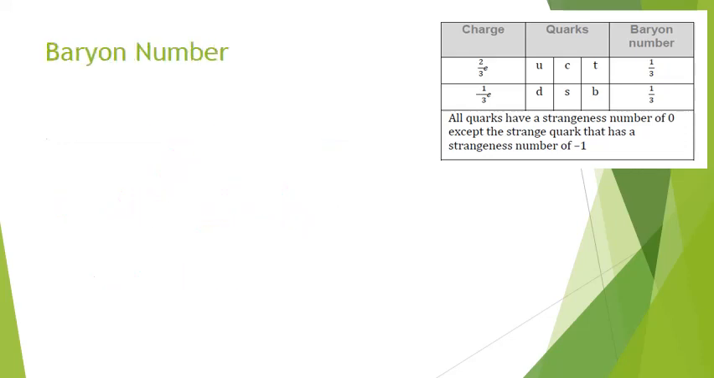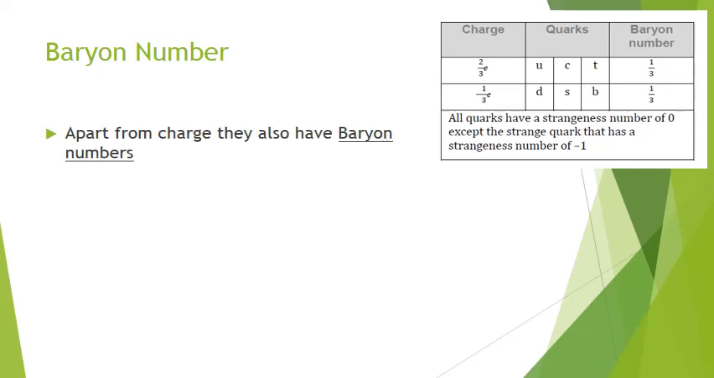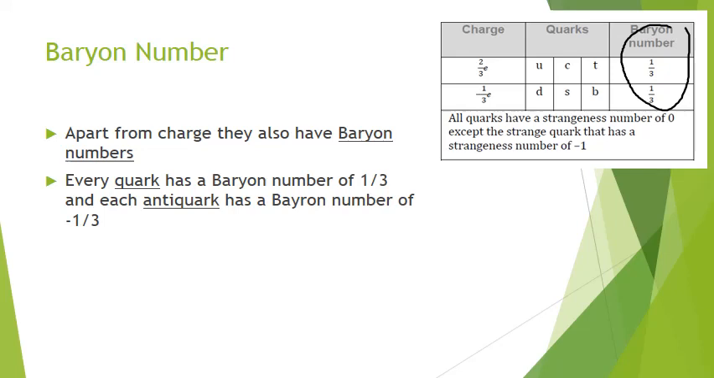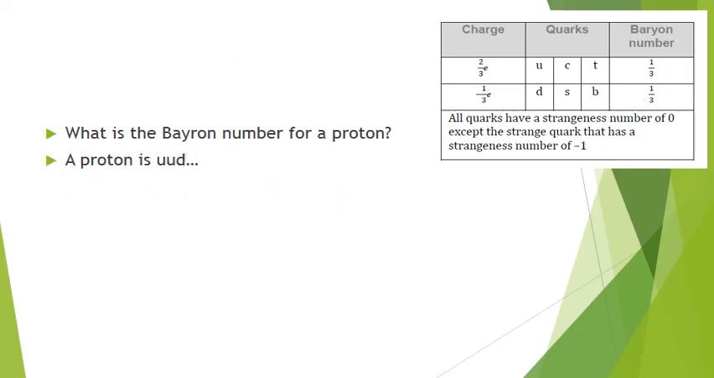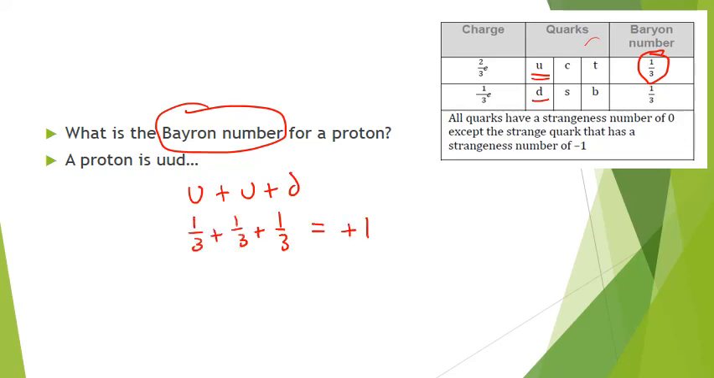All right, so the baryon number is also something we need to consider with quarks. And if you notice on the right-hand side over here, you have the baryon number. Every quark has a baryon number of 1/3, and each antiquark has a baryon number of negative 1/3. So let's get the baryon number for a proton. A proton is UUD. So we have 1/3 plus 1/3 plus 1/3, baryon number of +1.